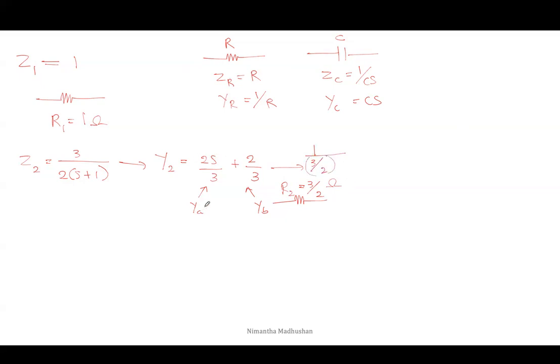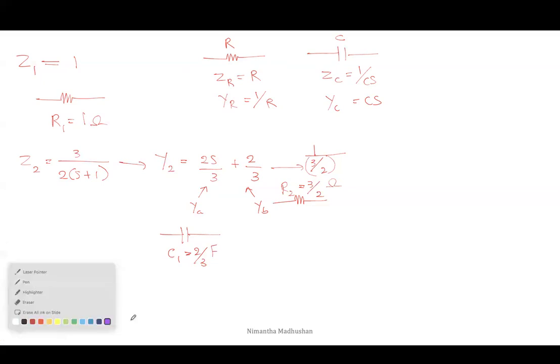Then I consider the Ya. It is equal to a capacitor. You can see there is an S term. According to this Ya, it will be a capacitor. C1 value will be 2 over 3.